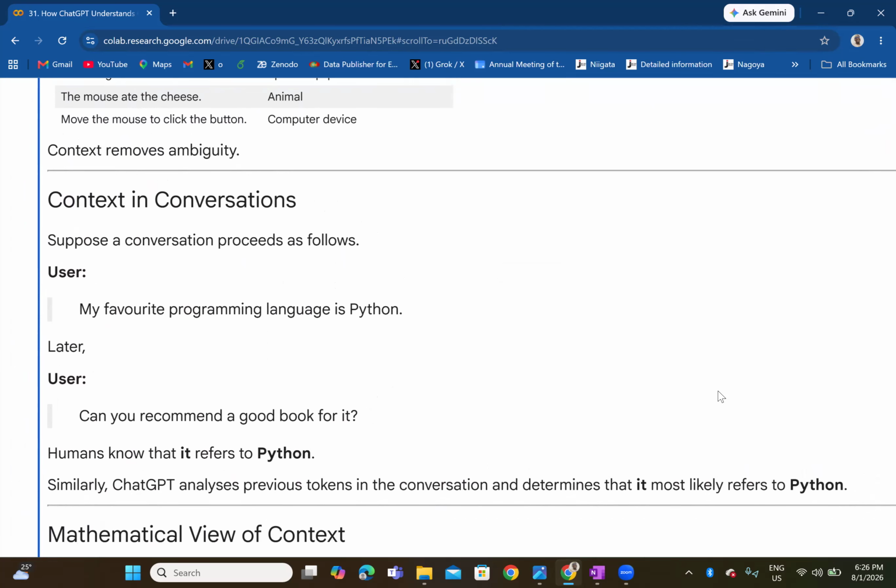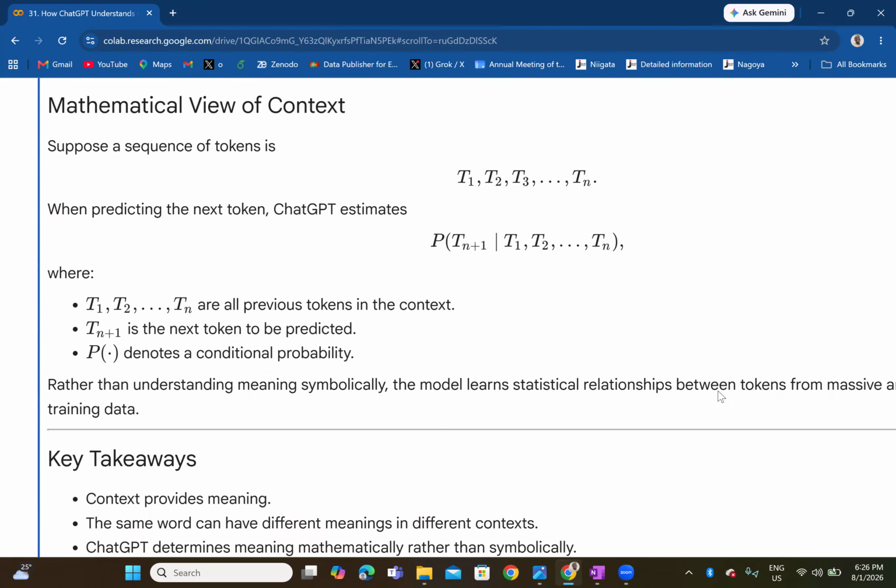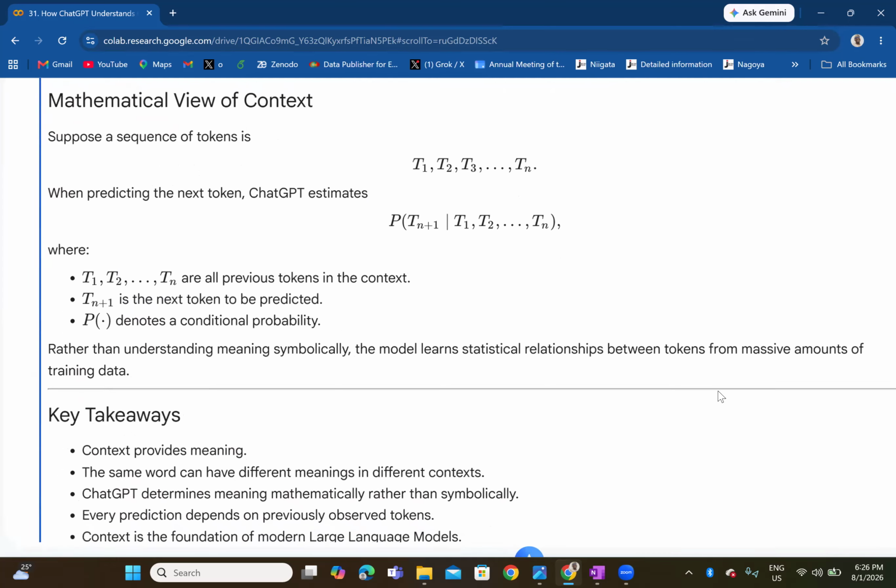So: my favorite programming language is Python. Then: can you recommend a book for it? Humans know that "it" refers to Python. Similarly, ChatGPT analyzes previous tokens in the conversation and determines that "it" most likely refers to Python, but that has to be done mathematically. So let's talk about the mathematical view of context now.